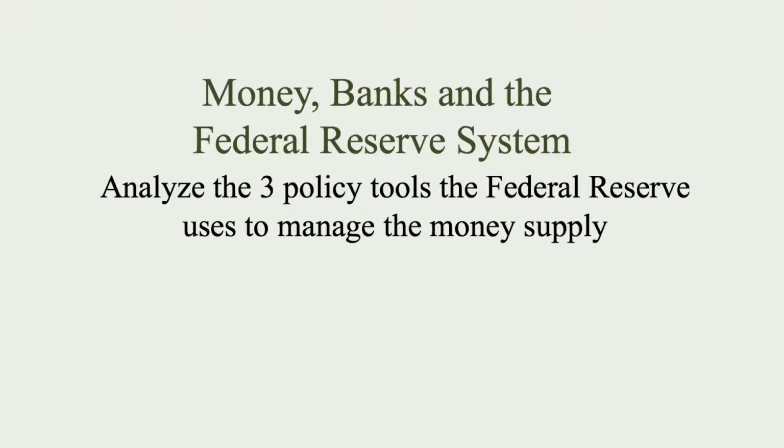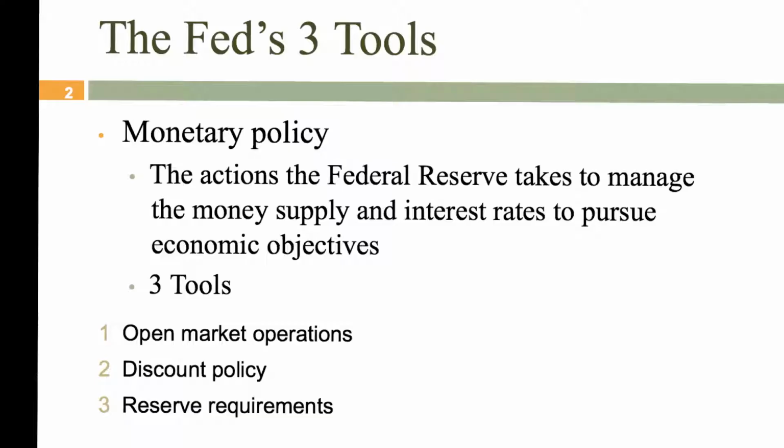Now we're ready to talk about three of the main policy tools the Federal Reserve uses to manage the money supply. We've seen that changes in deposits affect the money supply. And so now we're going to see how the Federal Reserve can use that to purposely increase or decrease the money supply. And ultimately, the point is to have an impact on the overall macro economy, which is what we will see when we bring in the aggregate demand, aggregate supply model.